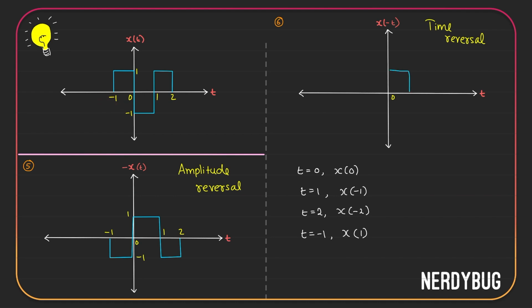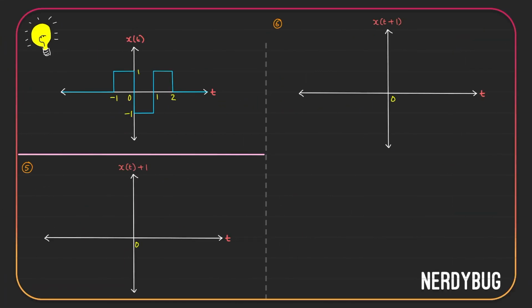And so our graph will look something like this. This will be 1, minus 1, minus 2, and amplitude 1 and minus 1. Now, what we have to do here is, we have the same x of t. We're going to draw x of t plus 1. And the operation we're doing here is adding a constant. We're adding a constant to the amplitude.